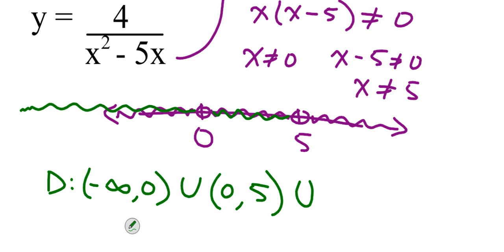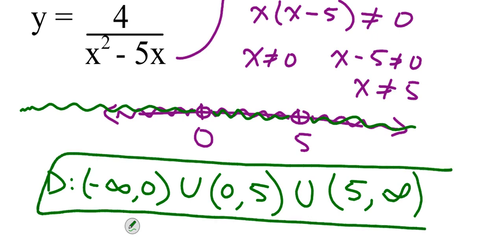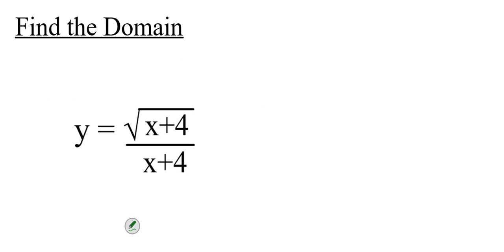Or our domain is going to be from 5, not including 5, that's why we're using a parenthesis, all the way to infinity. So wow, that was a long domain to write. Our number line really, really helps. All right, let's see what else we've got. This is a tricky one.